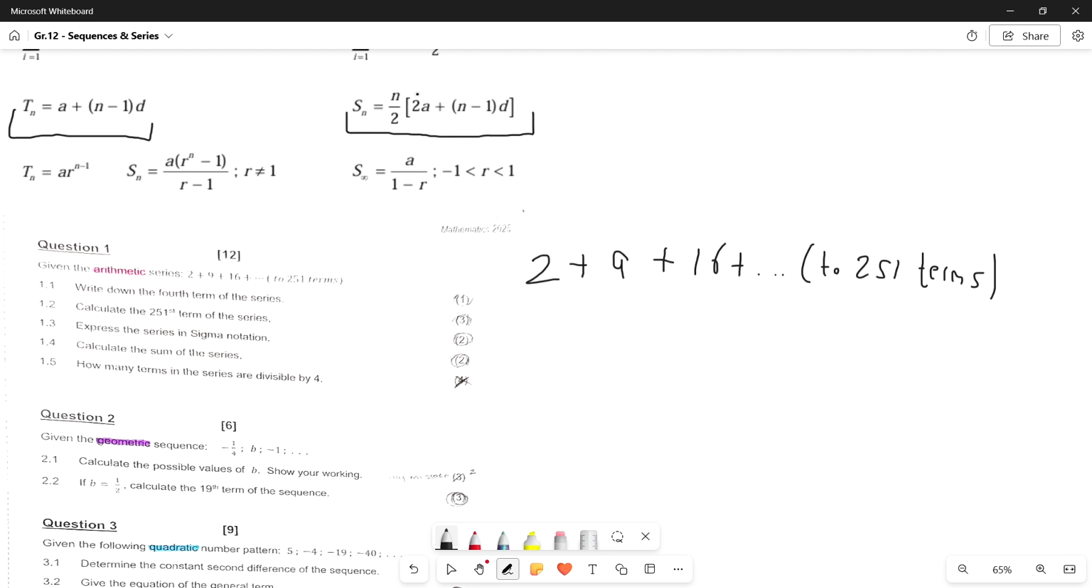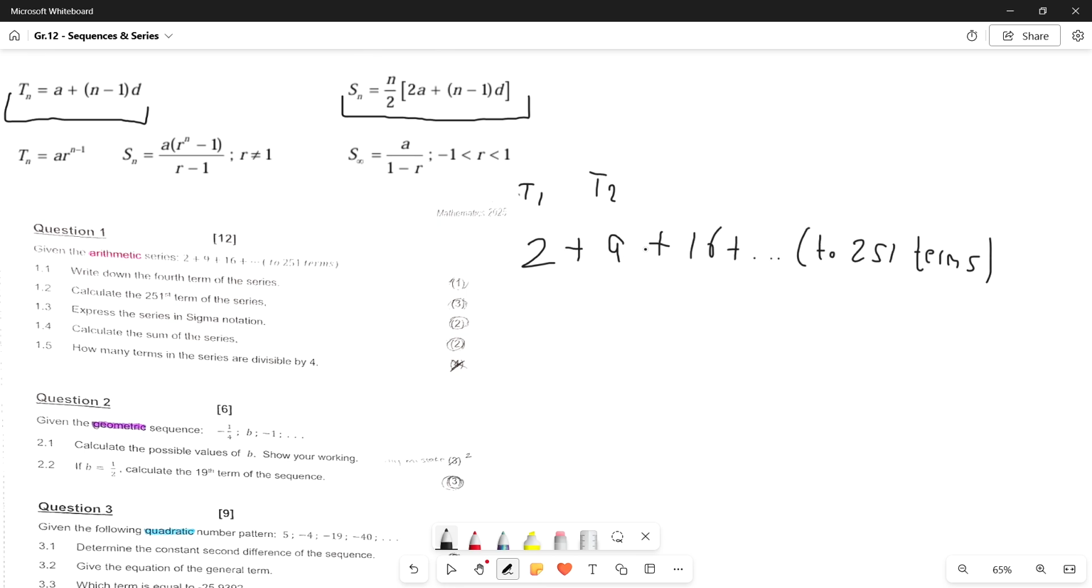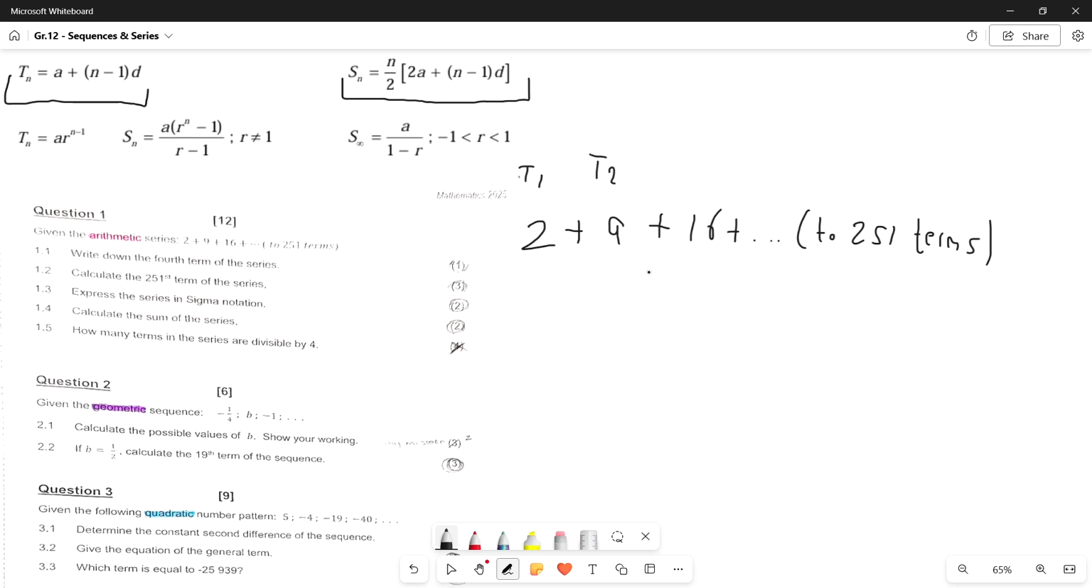A series is just when we add up all the numbers in a sequence. So a sequence is T1, for example, we'll get the first output as 2. T2, the second output will be 9. This is what we'll get if we're just working with our sequence formula. But a series is when we add up all the numbers in the sequence. So that is what the plus signs over here are telling us, instead of having little semicolons or commas.